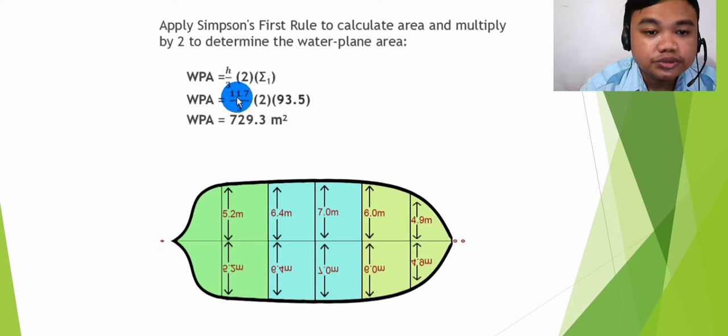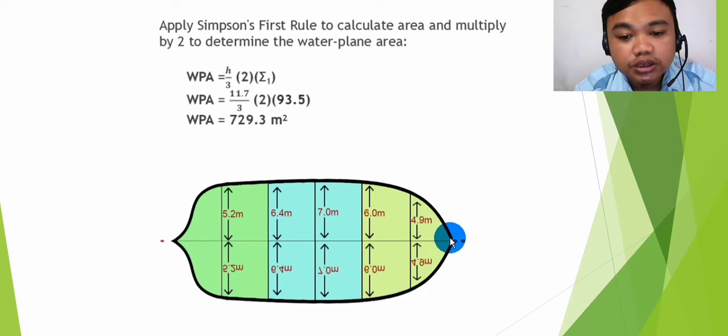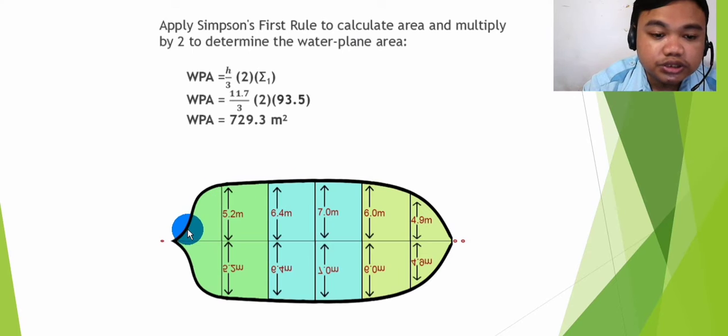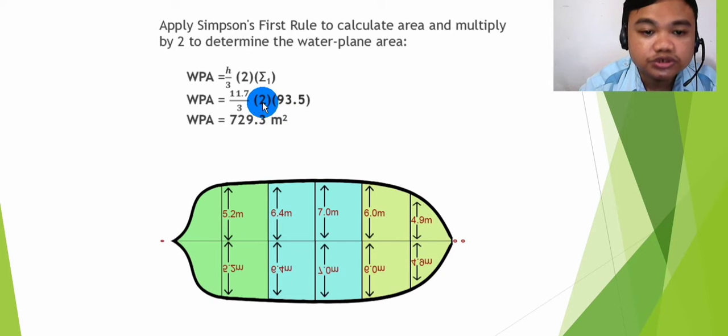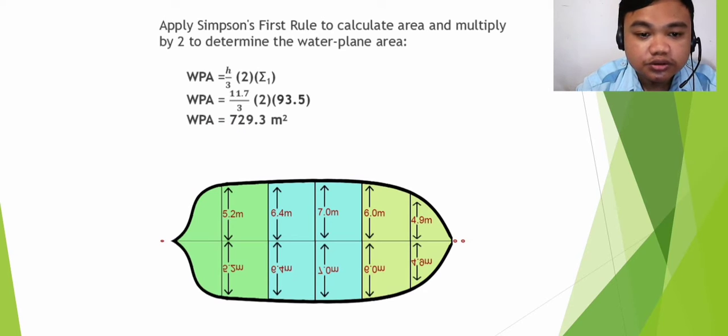So 1/3 times 11.7, so that would be 11.7 divided by 3, times the summation of products, times 2, because we only have half ordinates, and we are going to determine the waterplane area. It means that the area we are looking for is the entire area and not only the half. So therefore we multiply the answer by 2. So the waterplane area is equivalent to 729.3 square meters.